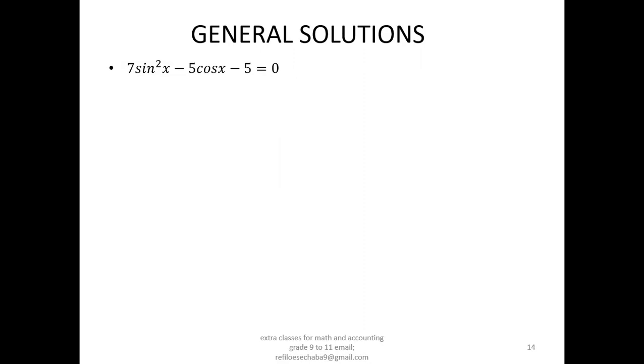The problem is that here we've got sine squared x in the first term, and in the middle we've got cos x. We cannot change cos x. However, sine squared x can be changed because what we know is that sine squared x plus cos squared x should give us 1. Take this identity and isolate sine squared x, and you will have sine squared x is equals to 1 minus cos squared x.